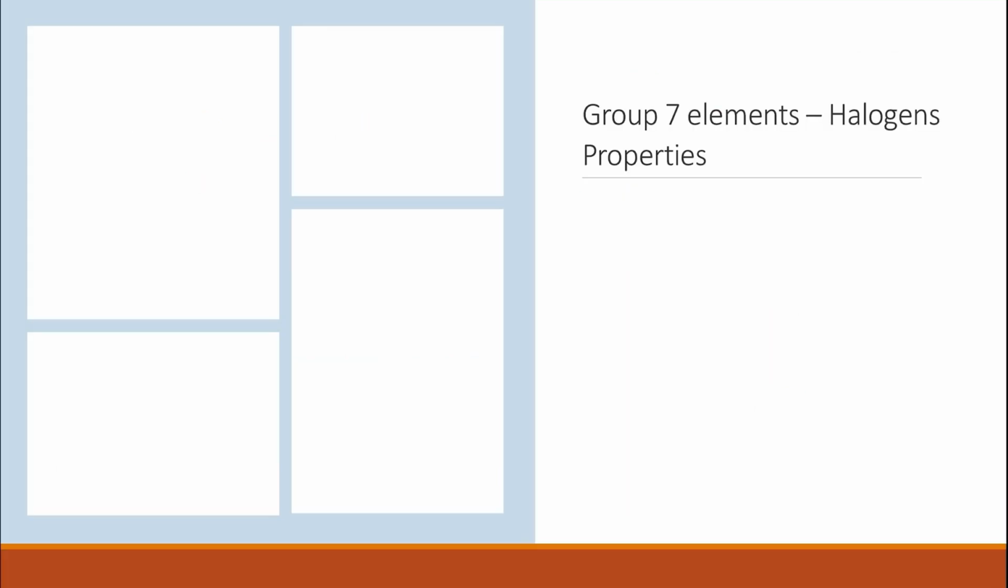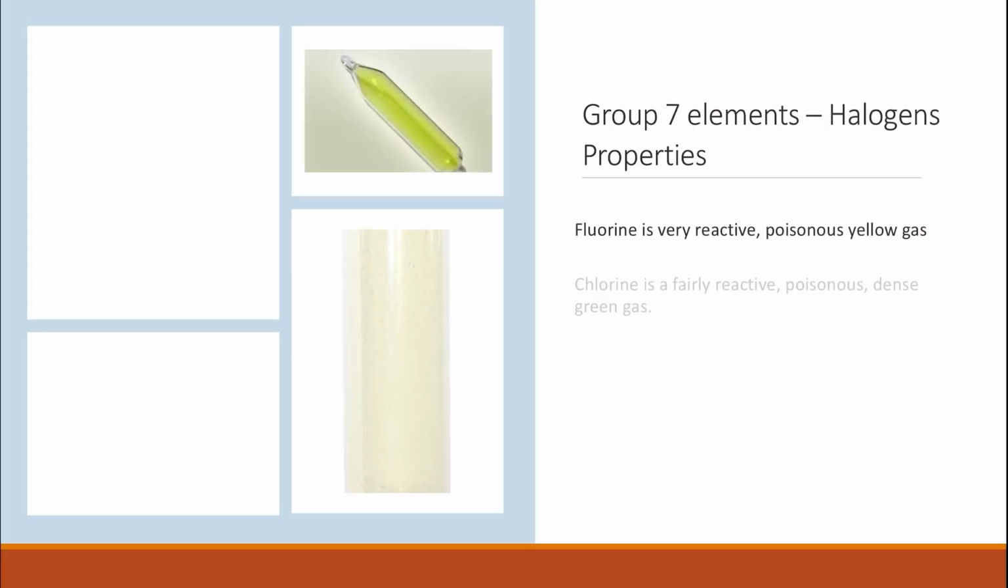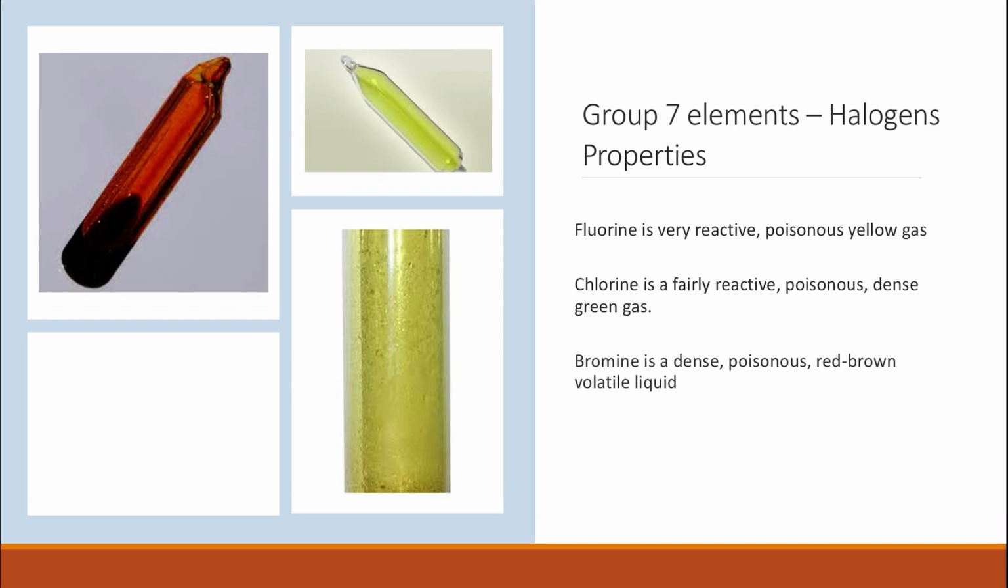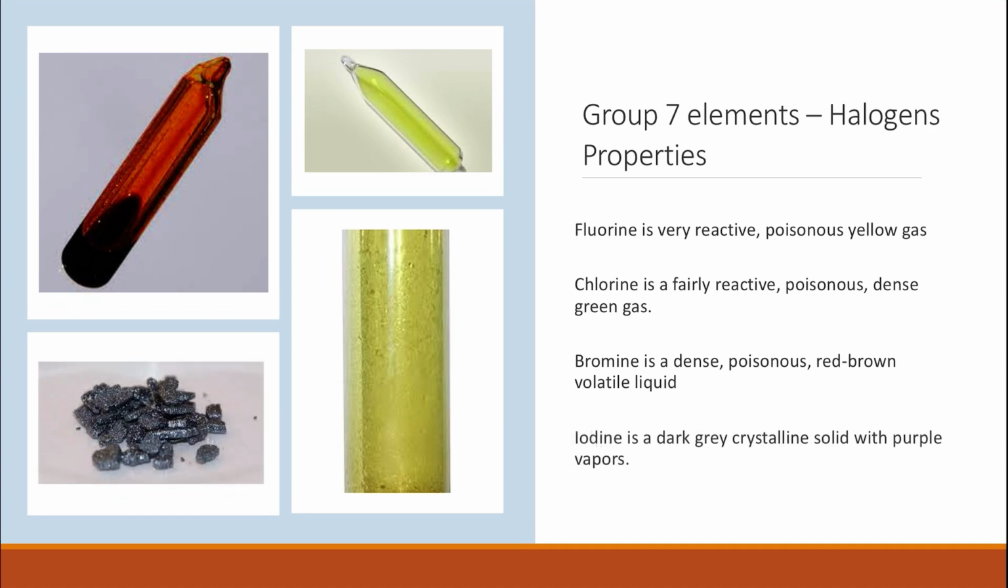So let's look at their physical properties. We have fluorine and chlorine, the first two, they are very reactive and they are poisonous. And they are gases. And then we have bromine, which is liquid at room temperature. It's also poisonous. So if you have any reaction that uses any of these halogens, you should do it inside a fume cupboard because these are toxic compounds. And then we have iodine, which is solid at room temperature.